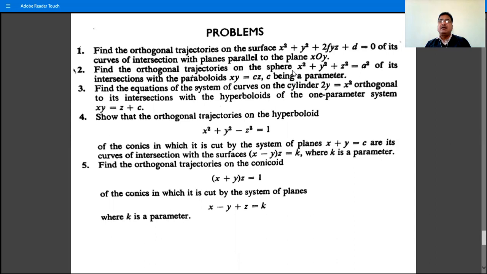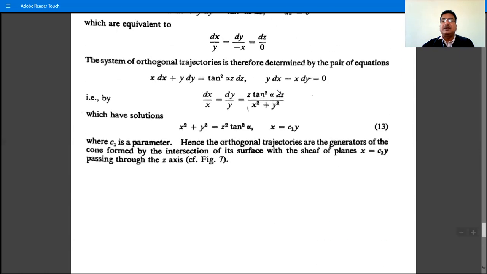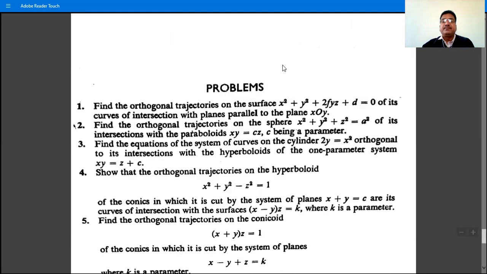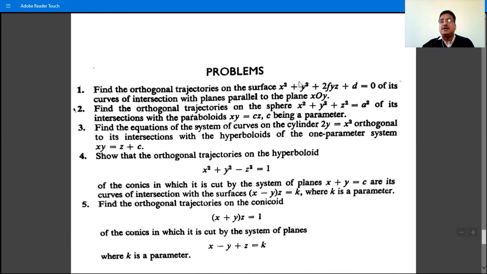The plane is parallel to the xy plane, which means z is equal to a constant as the equation of the curve. That is, take G as z minus c is equal to 0. And this is the equation of the surface x square plus y square plus 2fyz plus d is equal to 0. Consider f and d as arbitrary constants.